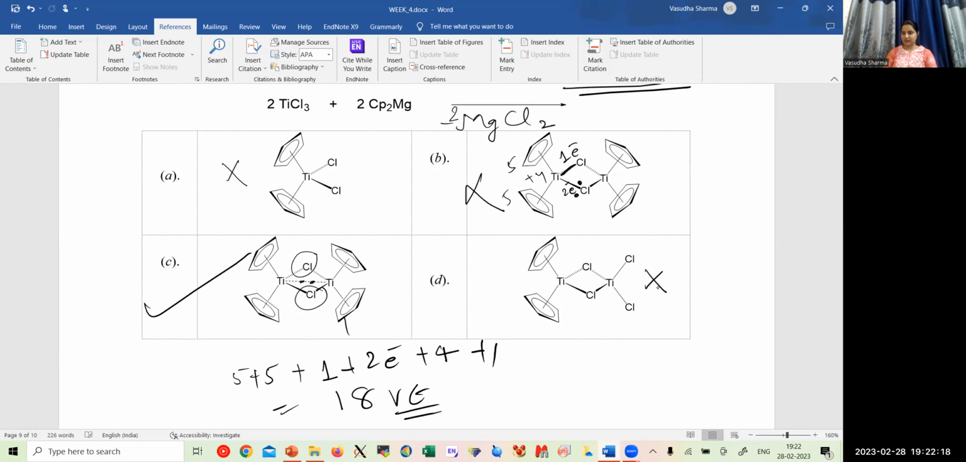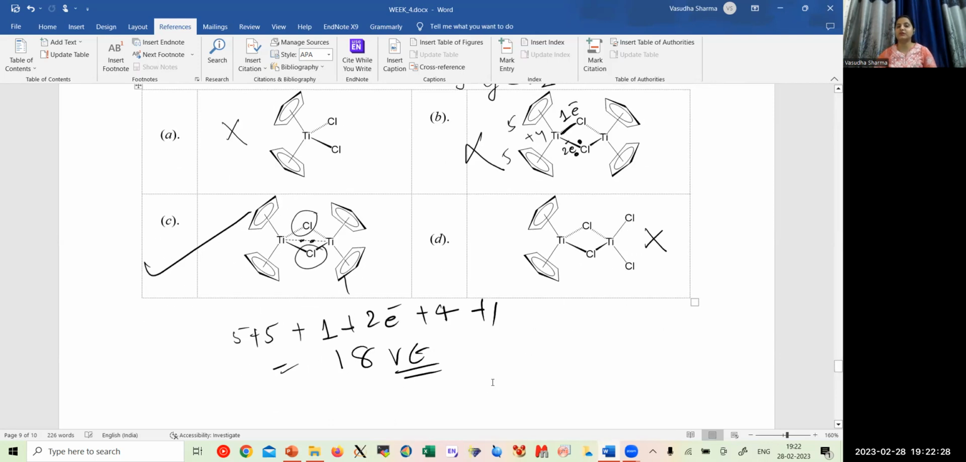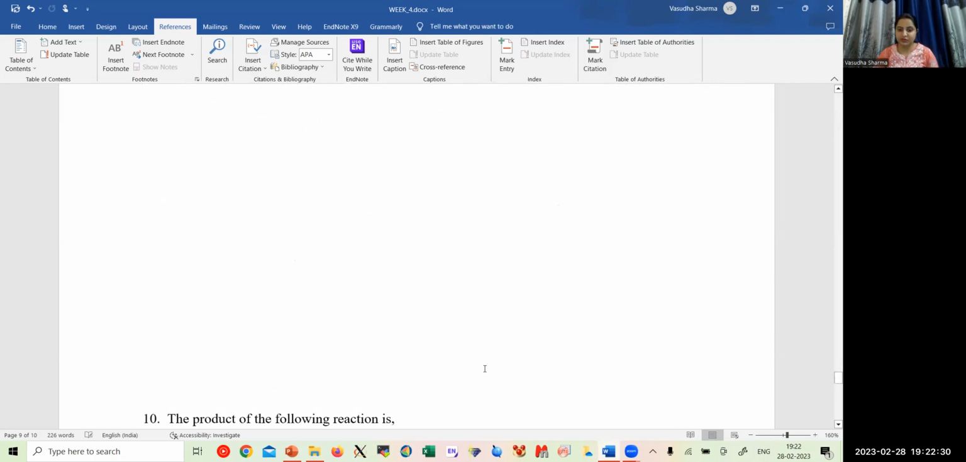So you need to be very careful when you are looking around whether you can cross calculate. If you know the structure, or if you know the total valence electron, it should be this way, and you can find out the number of metal-metal bonds also.